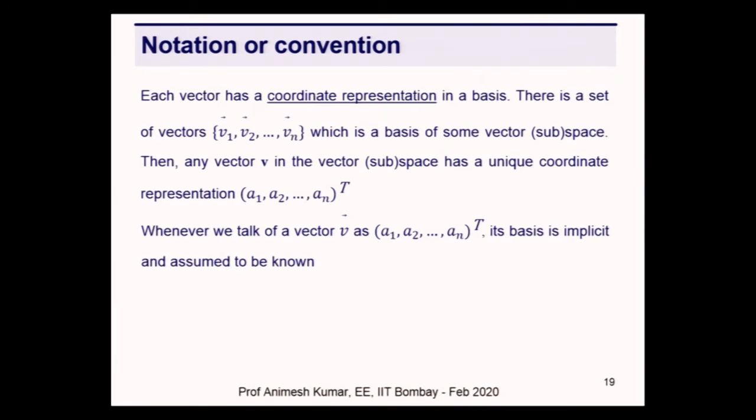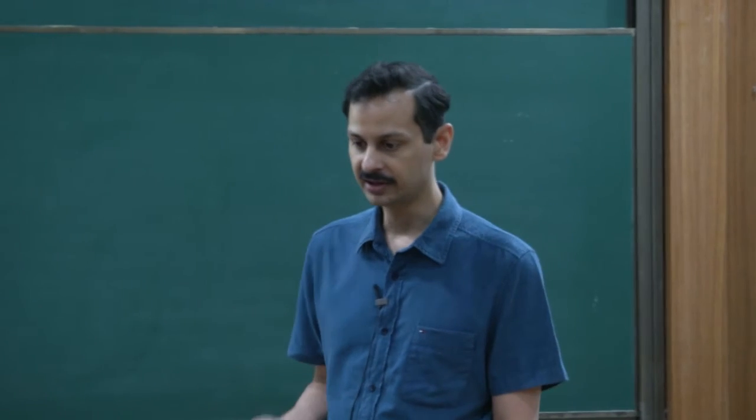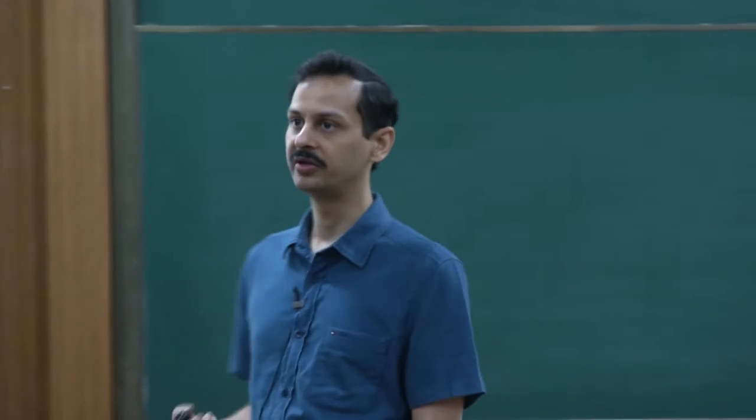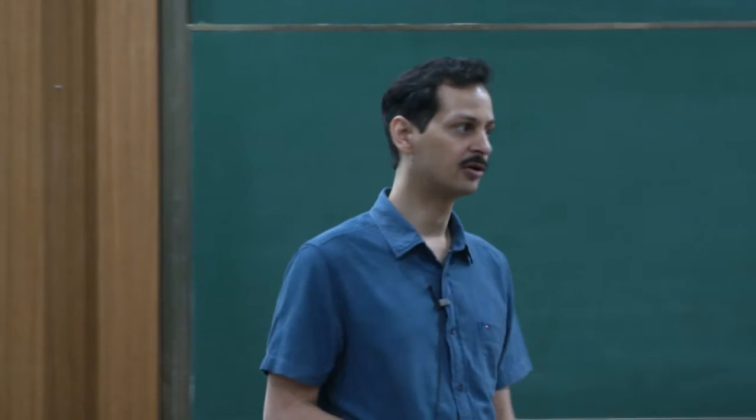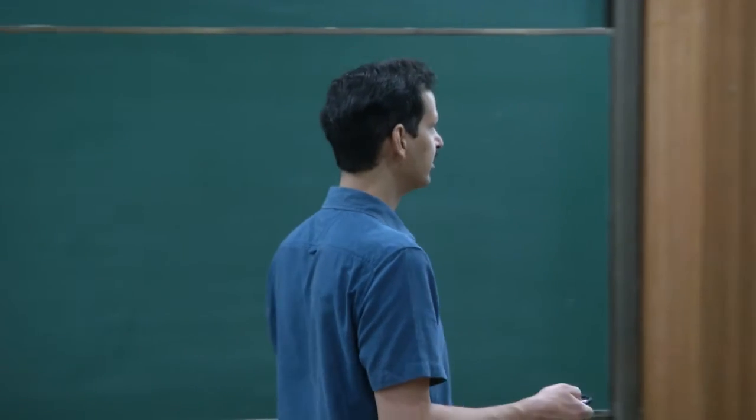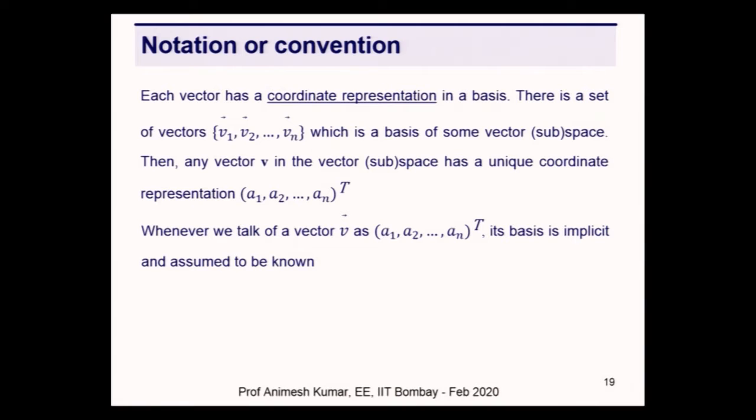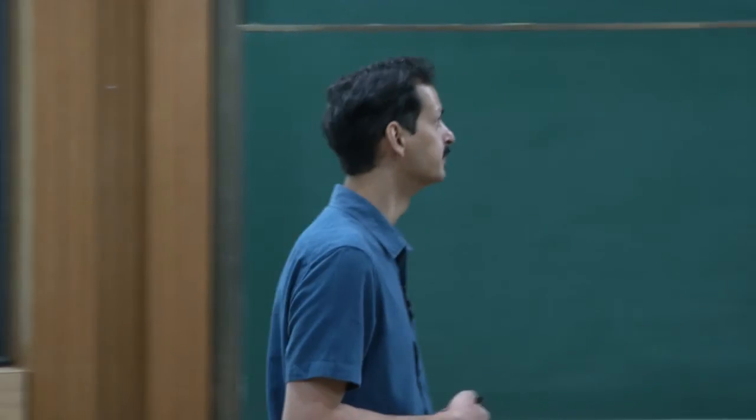and that's what this transpose T here means. So it's a column vector a1 to an. These coordinates are with respect to a basis. So every time you see a coordinate of a vector, the basis has to be specified. If the basis is not known, the coordinates are not known as well. So whenever we talk of a vector v as a1 to an, the basis is implicit or assumed to be known. Now you may ask, is there some advantage in changing the basis? We'll see one example shortly.